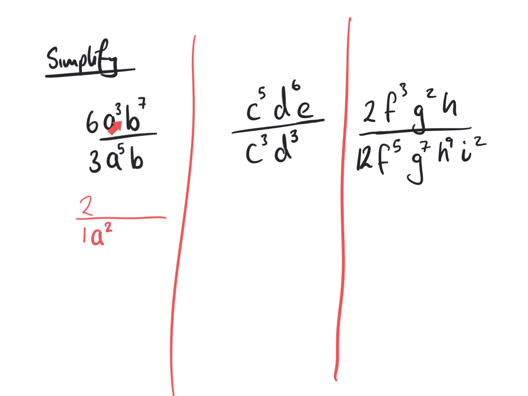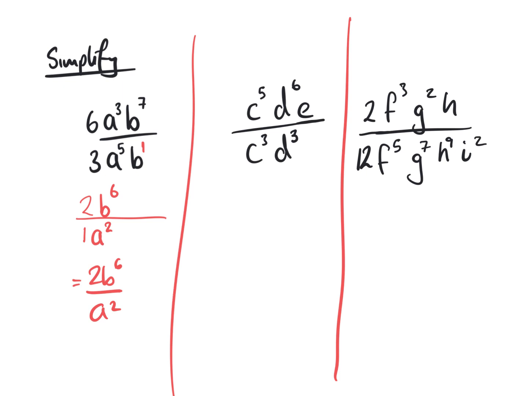Where are there more b's multiplying each other? Well, there's more at the top, 7, and then we have a little hidden 1 here. So how many more? Well, I've got 7 and 1, so I've got 6 more multiplying each other at the top. So b to the power of 6 will be left at the top. And then that's it, fully simplified. The only thing I wouldn't leave here is this 1. So that 1 can disappear because 1a squared is just a squared. So I'm going to rewrite that as 2b to the 6 over a squared.